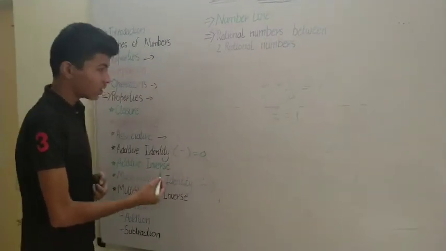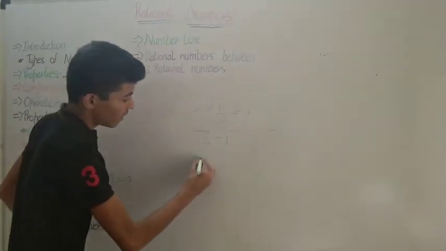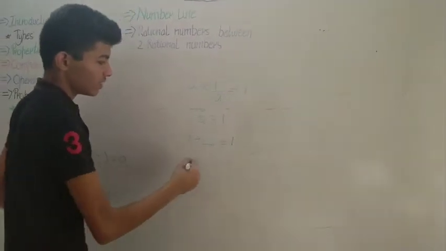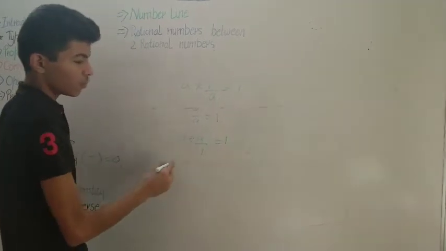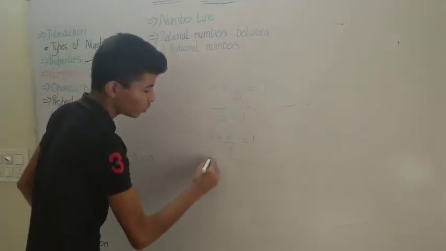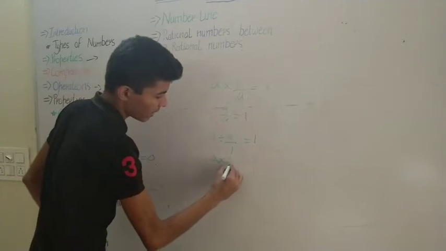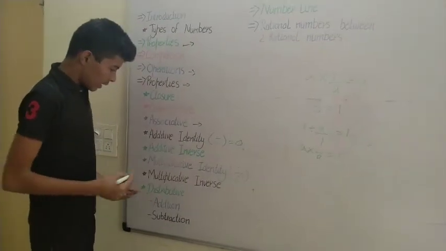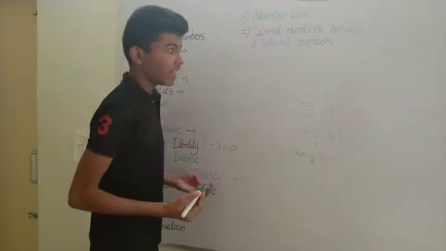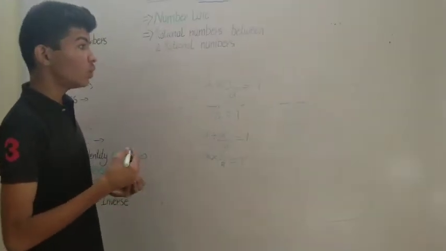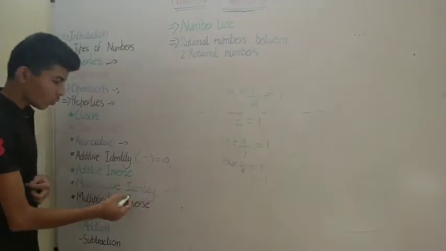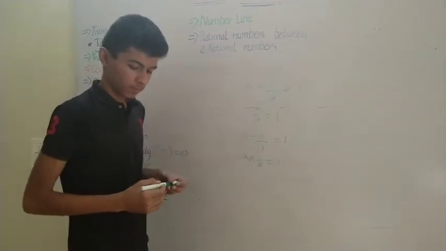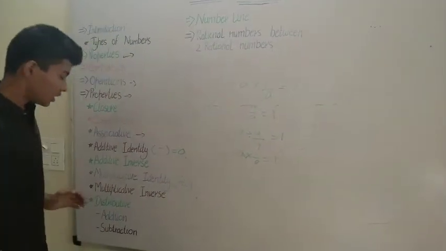And in the same way for division, 1 divided by something equals 1, that is a divided by 1, so it would become a multiplied by 1 by a, and it becomes 1. So what is the multiplicative inverse? We have learned that it is what you should multiply by the term to get 1. So now let's learn about the distributive property.